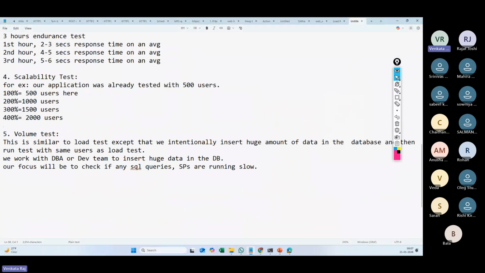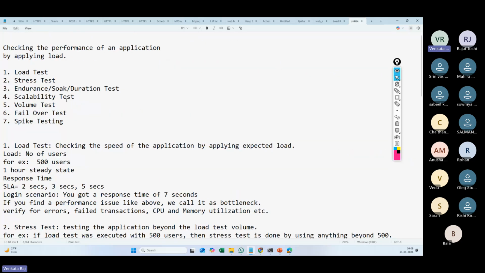Most of the warehouse projects, we do this type of testing. I'm just giving an example. The warehousing systems, data warehouse management systems, in those kinds of projects we do this type of testing. Next, the sixth test is failover test. We will discuss this tomorrow because I want to explain a few more concepts before we discuss this.